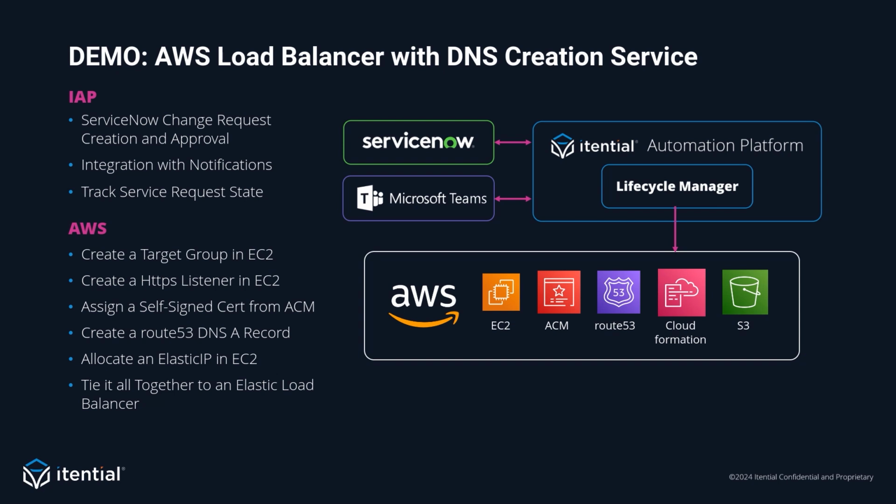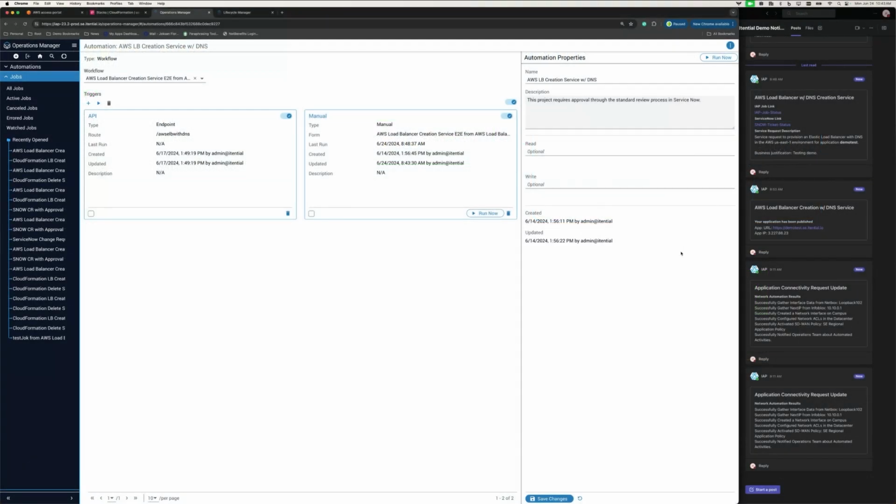We're going to create a Route 53 DNS A record and wait for it to propagate. Allocate an elastic IP in EC2 for the load balancer, and then we'll tie it all together with the load balancer itself. So now let's jump into the platform and start looking at the demo. Okay, so this brings us back into the Itential Automation Platform using Operations Manager.